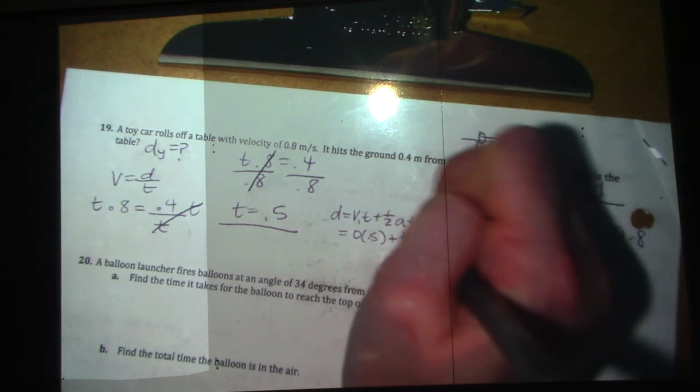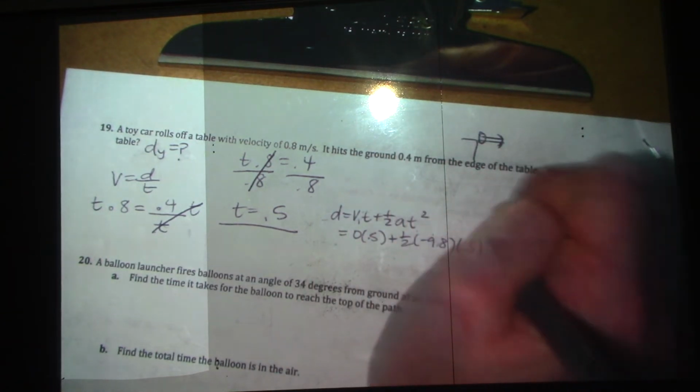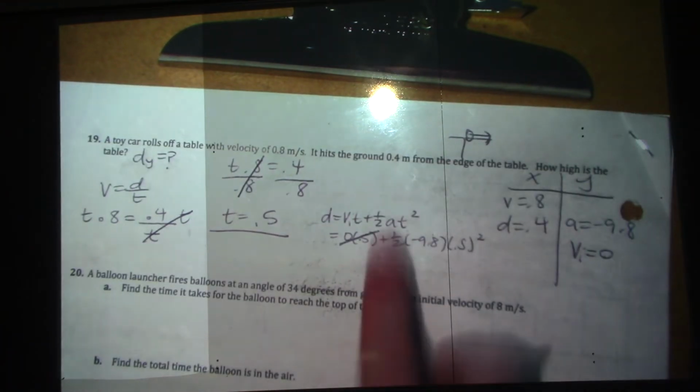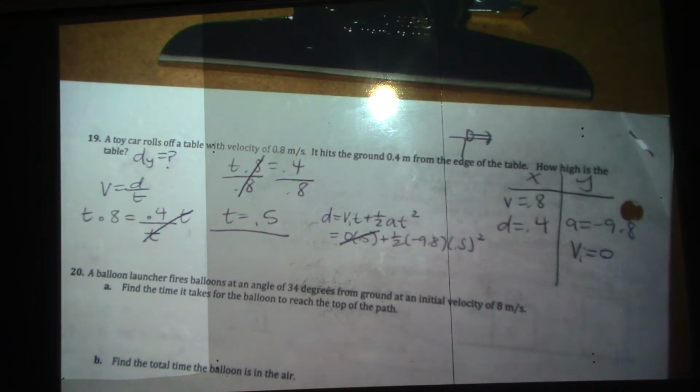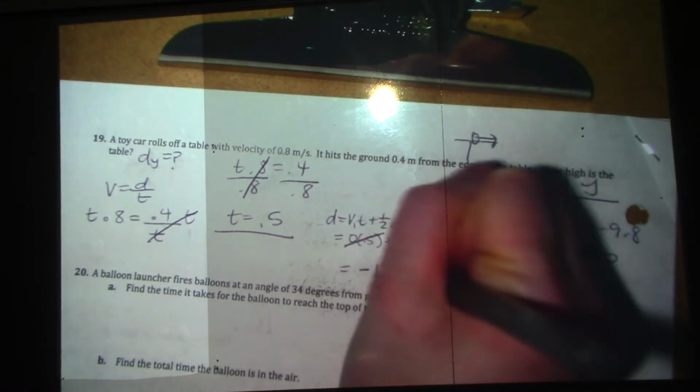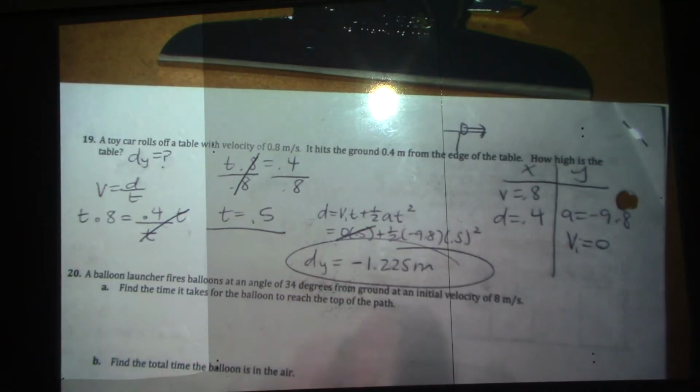For the y distance, I'm going to use my d equals v_i t plus 1/2 a t squared. V_i for y, because we're plugging into a y equation, is 0 times 0.5 plus 1/2 times negative 9.8 times 0.5 squared. 0 times 0.5 goes away. So it's 1/2 of negative 9.8 times 0.5 squared. You just type it into your calculator, and you get negative 1.225 meters. And the reason I'm getting a negative is just that it fell down that many meters, so it's not a big deal. It just means it went down.